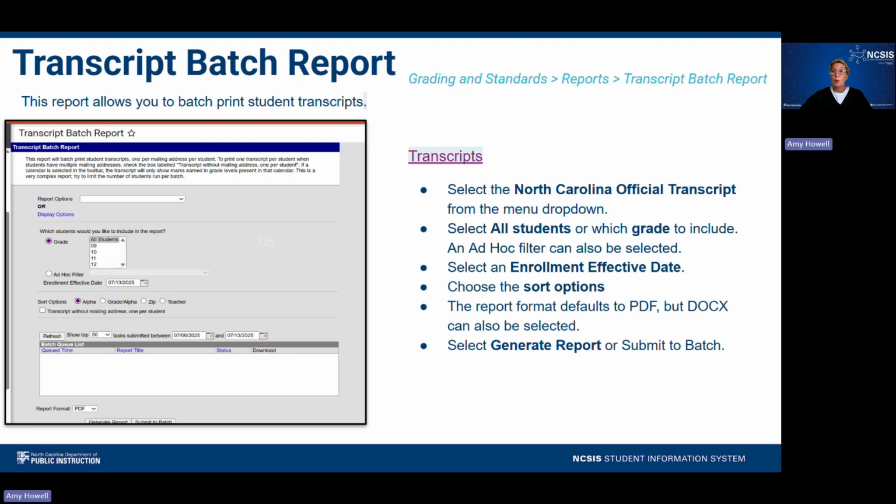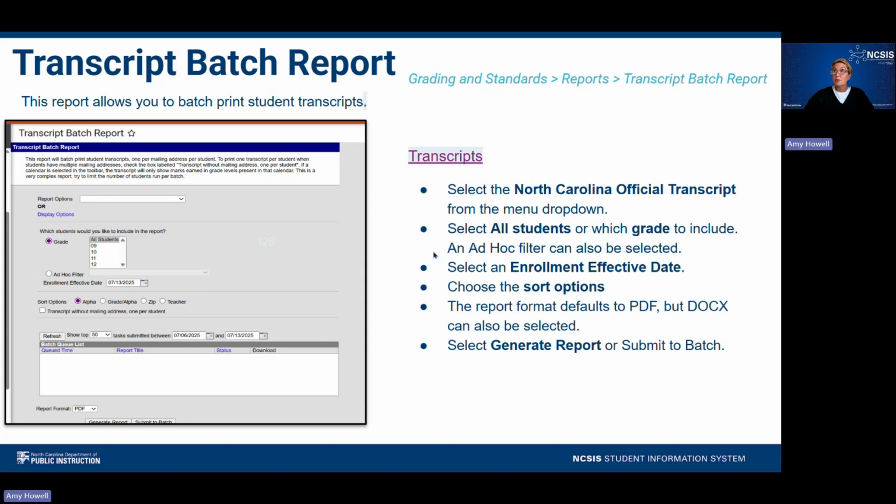The transcript batch report. I did want to put this in here as we have a lot of people that know how to run transcripts for an individual student, but there is, under grading and standards in your reports area, a transcript batch report. This is going to allow you to select a whole group of students by grade level. You can do an ad hoc filter. And again, with this one, you want to make sure you check that enrollment effective date within something that is effective, maybe your last day of school. You can run this, it defaults to a PDF, but a docx can be selected. And then you can run as many as you want. If you want to run it by your seniors or 11th grade, run it that way.